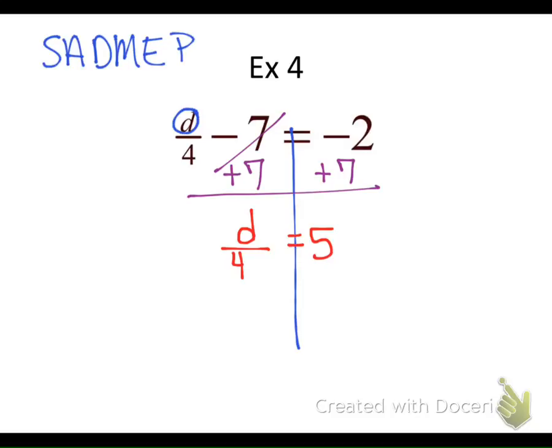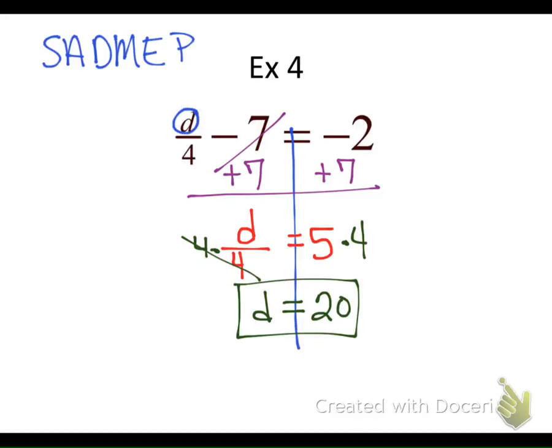Now, I need to get the d by itself. So how am I going to get the d by itself here? Times it by 4. So then d equals 20. Final answer. Okay. They'll go fast. They'll go by fast. Don't worry.